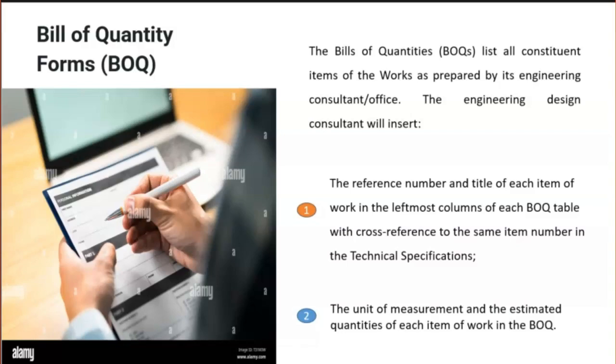The engineering design consultant of the employer will prepare the required BOQs for each type of work constituting the entire works, e.g., general items. BOQ usually includes mobilization expenses and temporary works, etc. Earthworks BOQ, culverts and bridges BOQ, etc.